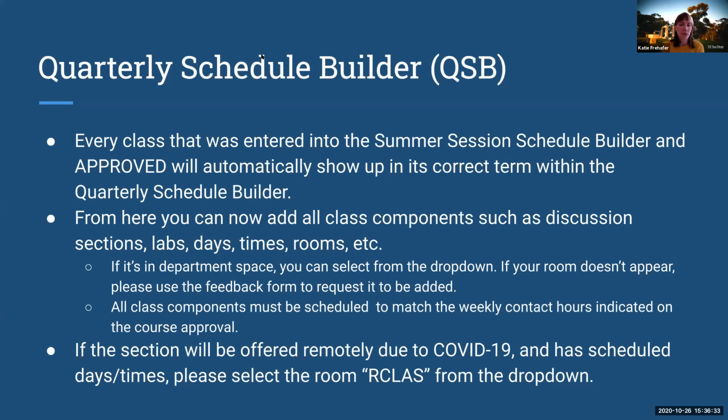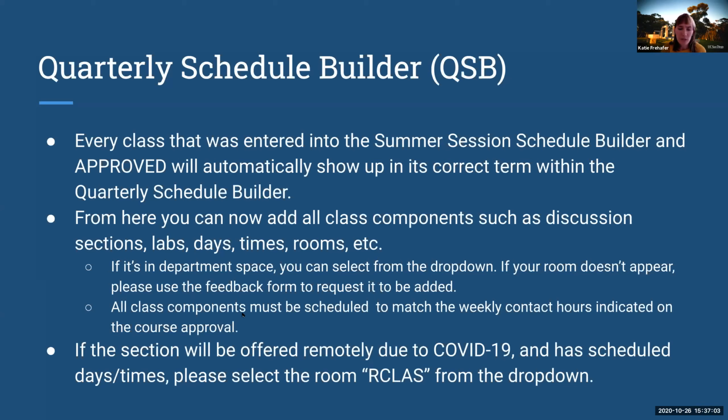From the quarterly schedule builder, you can add all the rest of your class components, such as your discussion sections, labs, days, times, rooms, etc. If you are offering that class in one of your departmental spaces, you can select that from the dropdown. If the room doesn't appear on the dropdown, please use that send feedback form to request it to be added. We're maintaining a static list of departmental spaces since there isn't a centrally managed way to do that. So just shoot us a note and the dev team's happy to add it.